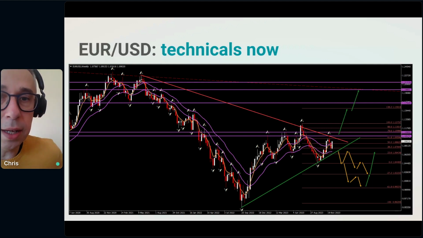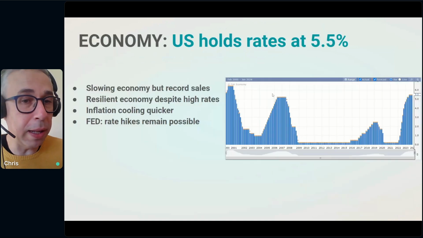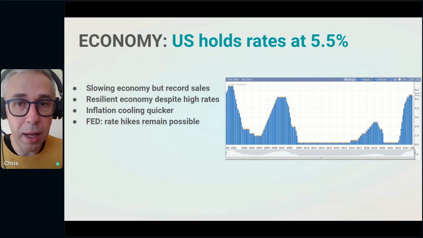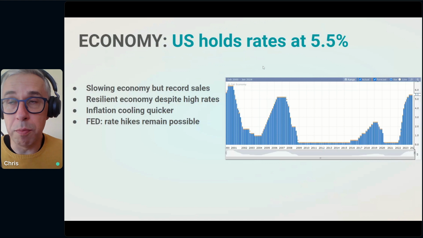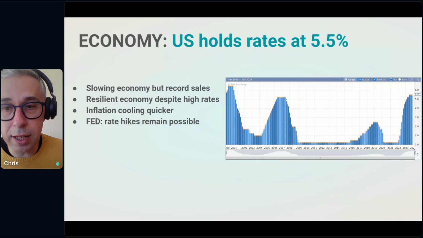So yeah, interesting. But how will the fundamentals push this technical chart or support this technical chart? Well, as you probably know or might have heard yesterday, the Fed has kept the interest rates in the US flat for the third time in a row at 5.5%, which is quite high.